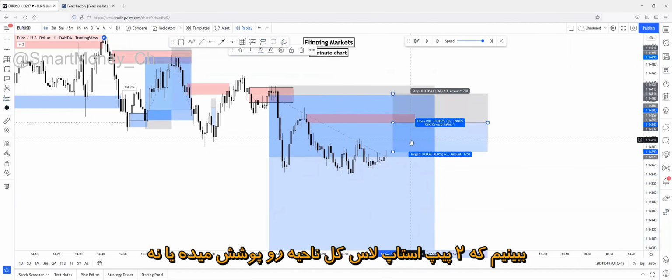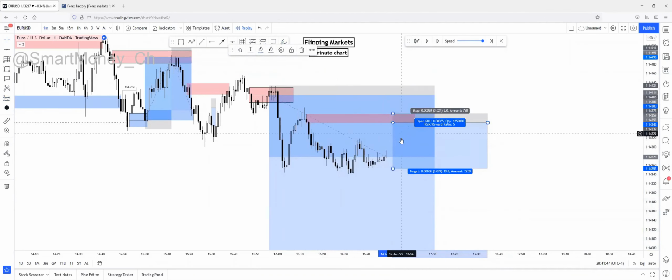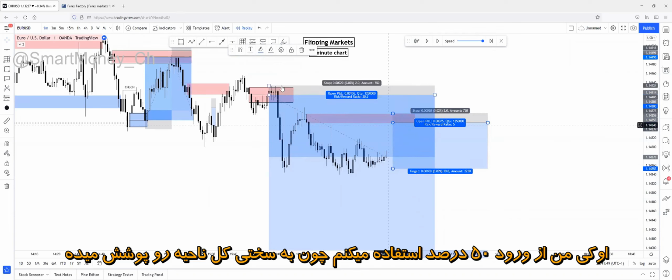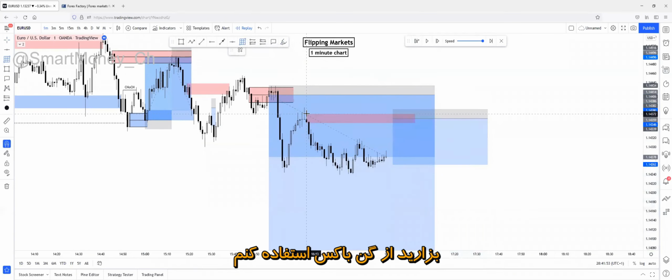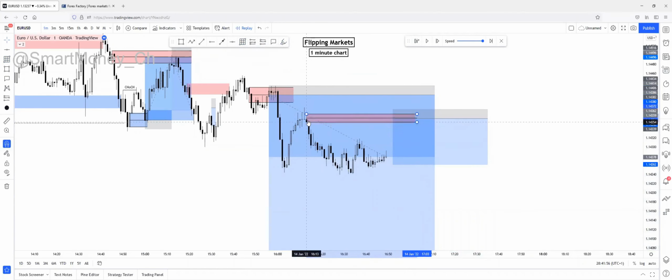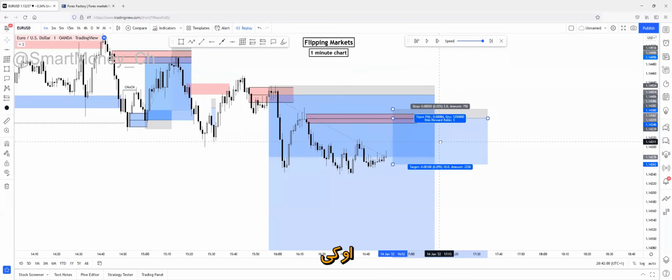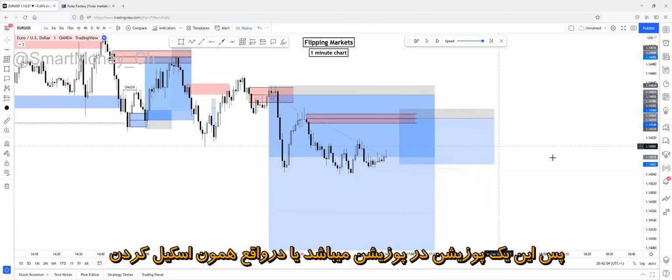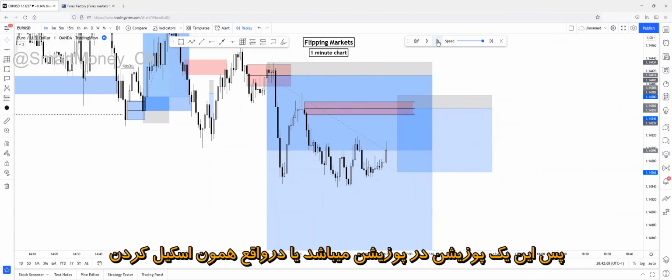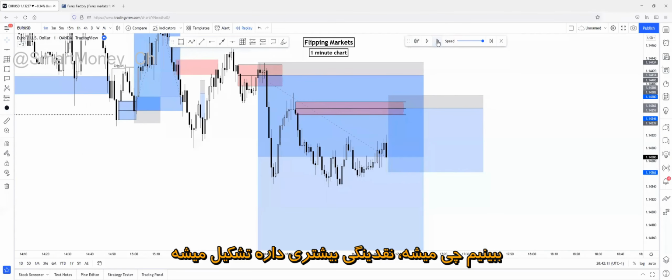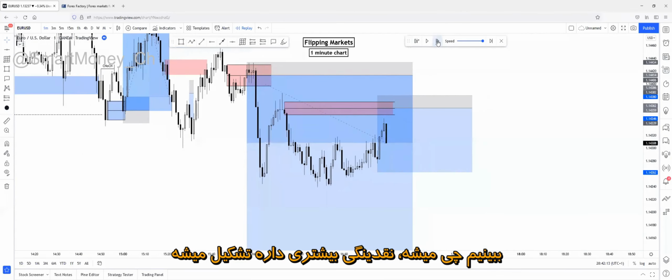Let's see if the 2 pip stop loss covers the whole zone. Okay, I would use the 50% because it barely covers it. Let me just check the lot size. Okay. So it's a position trade, a scaling trade basically. Let's see what more liquidity is being built up, more liquidity.